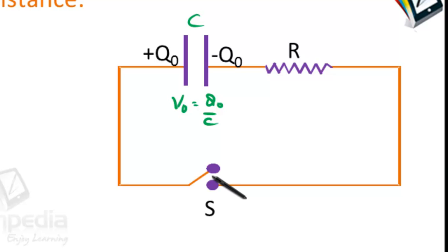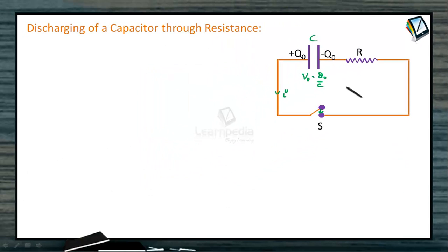Now the switch is closed at t equal to 0 seconds. When the switch is closed, let current I start flowing in the circuit. I is the current in the circuit and Q is the charge flowing through the capacitor across the resistor R in time t. After time t seconds, the charge on the capacitor at this instant is Q and the current is I. We can use Kirchhoff's voltage law.